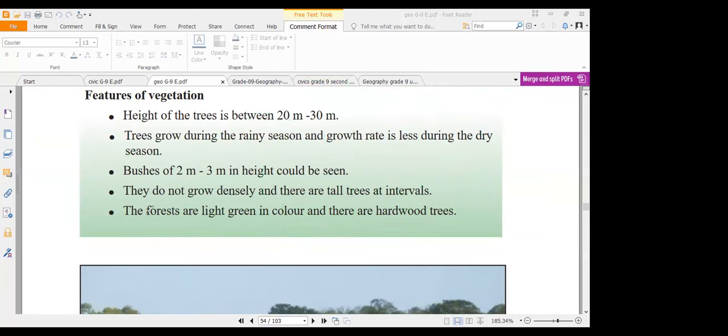Trees don't grow densely. There are tall trees at intervals. Height of the trees is between 20 to 30 meters. Right?